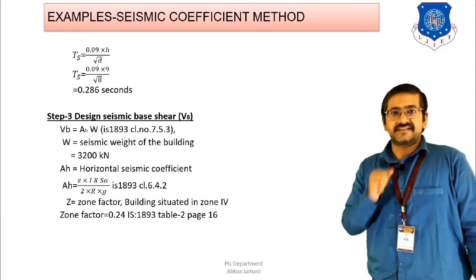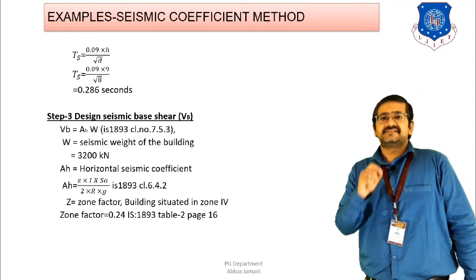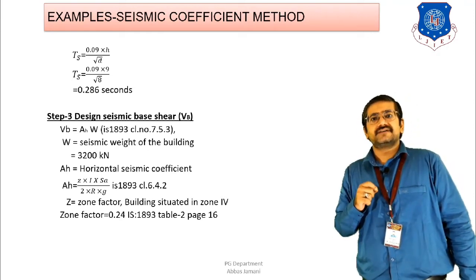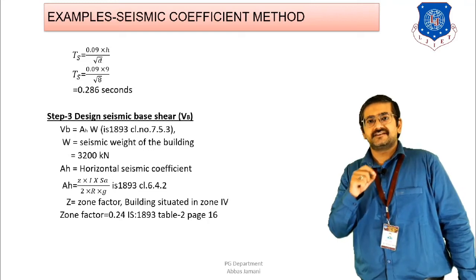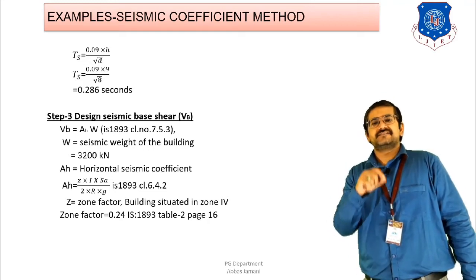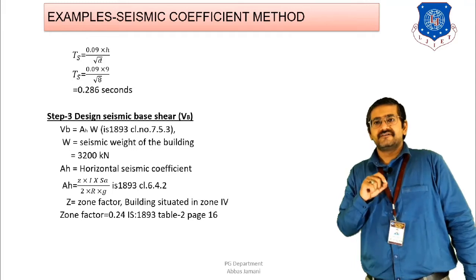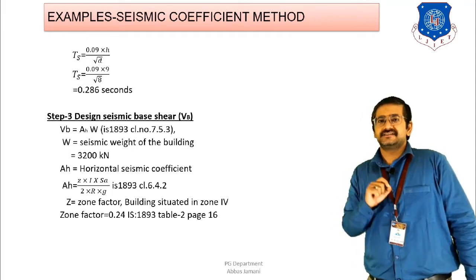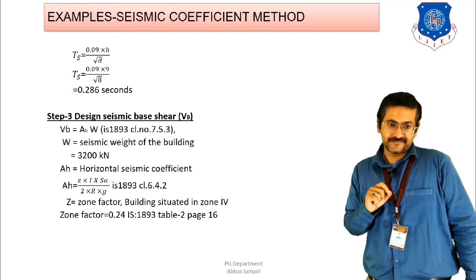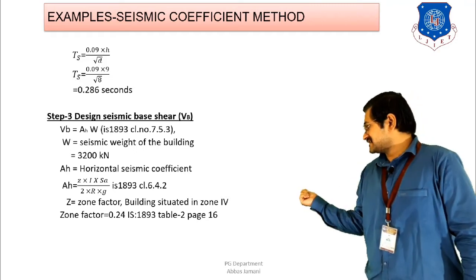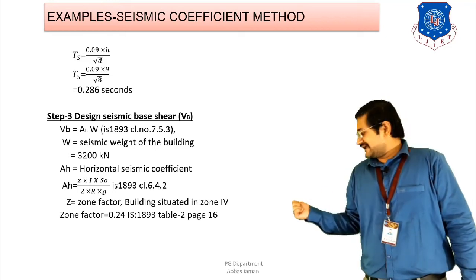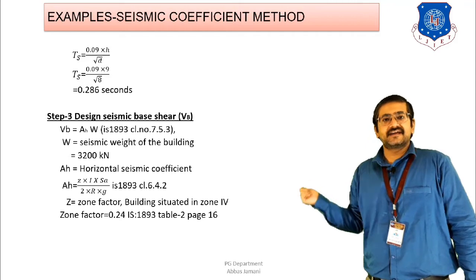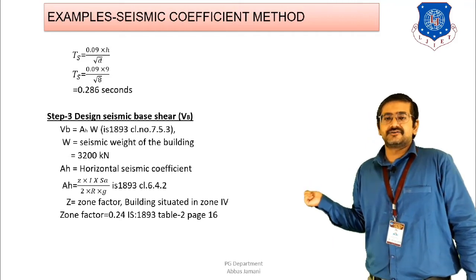Now coming to the third step, that is the design base shear, the value of VB. For the calculation of base shear, we have seen that based on the seismic coefficient method, the formula is VB = AH × W, where AH is the horizontal acceleration coefficient and W is the total seismic weight of the structure, right? W is the total seismic weight that we have calculated, which is 3200 kilonewton.